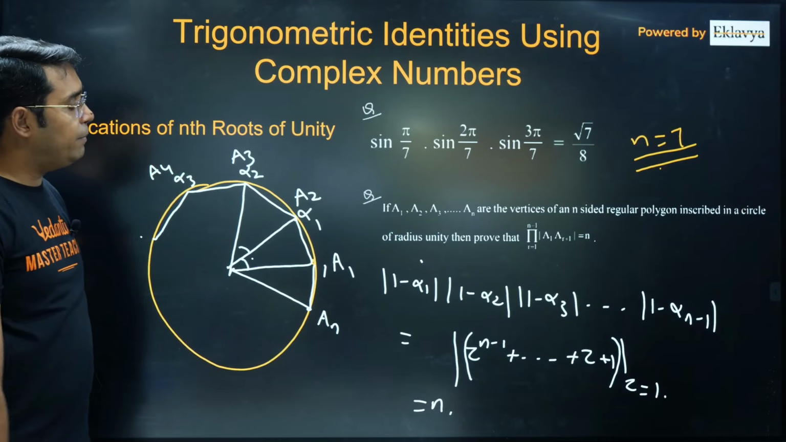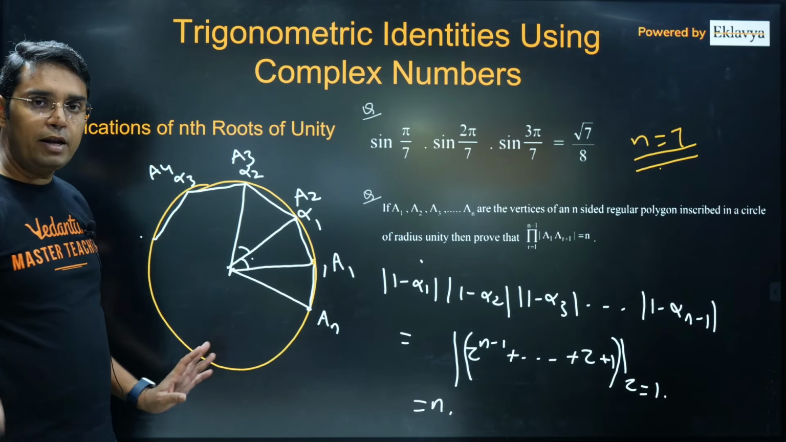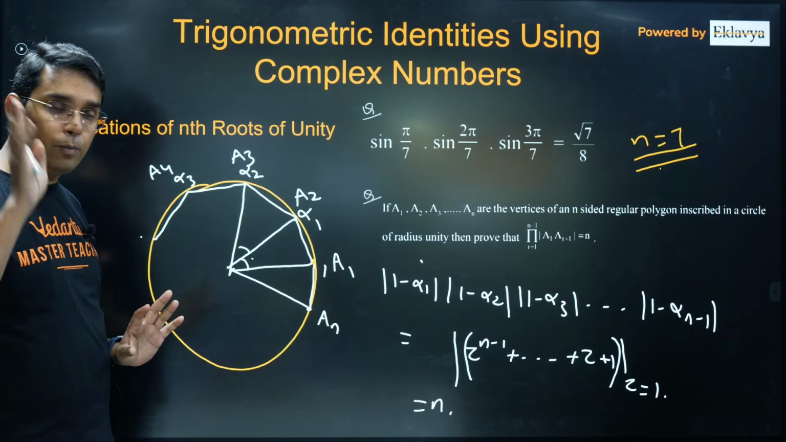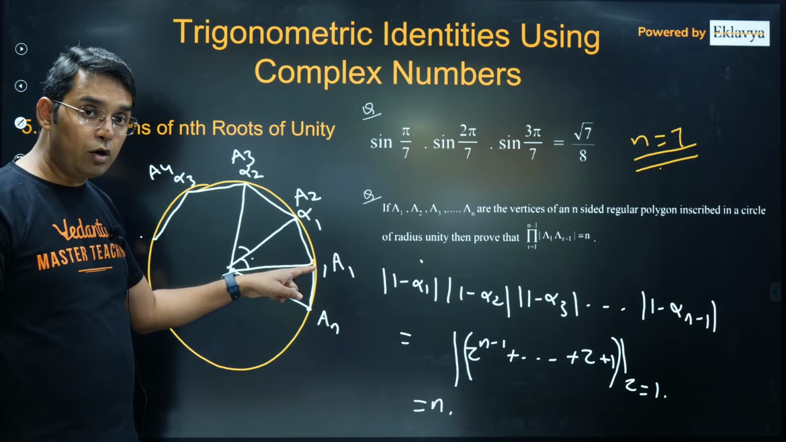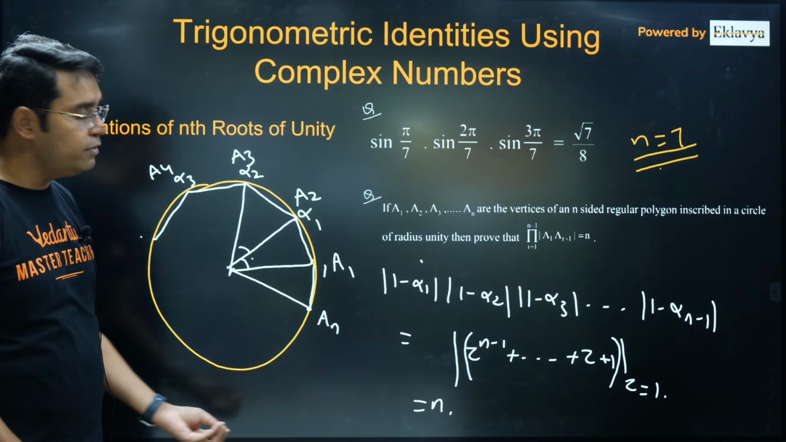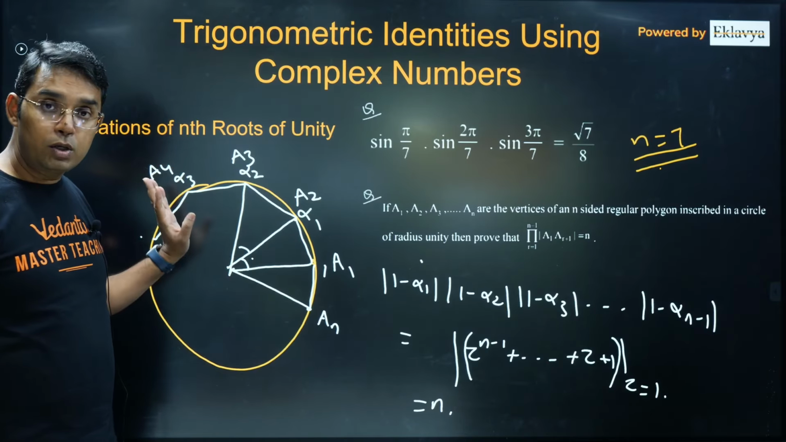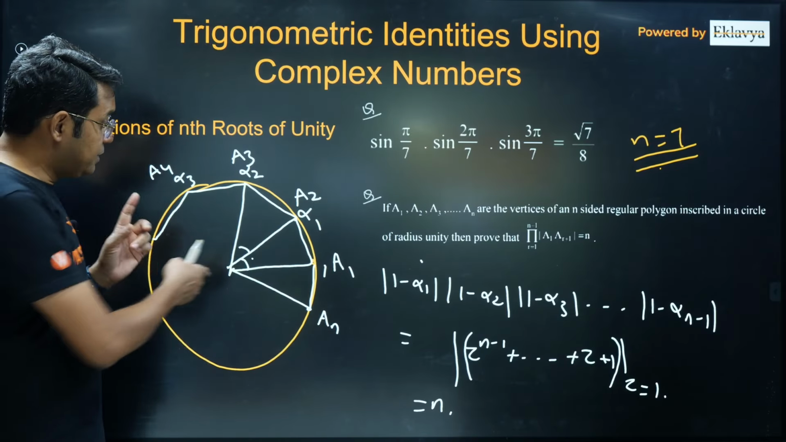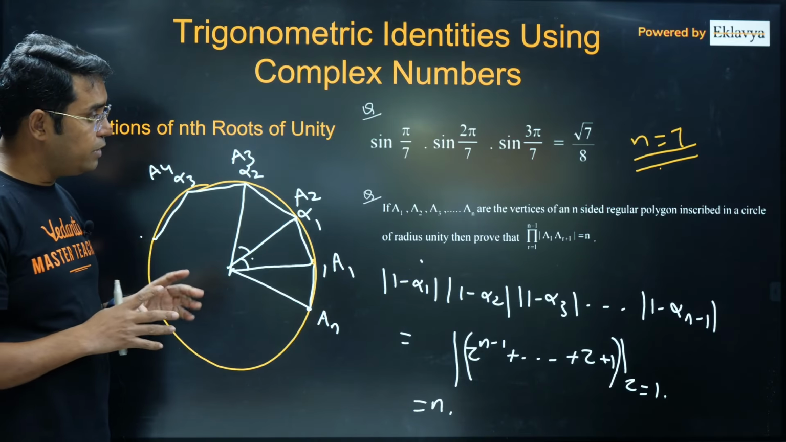Okay, you can keep it in your mind that in a regular polygon there was some property like the product of distances of one vertex with all other vertices is always equal to n. Like if it is a triangle, it will be 3, if it is a square, then it will be 4, like that. But the circle should be of unit radius, based on that.